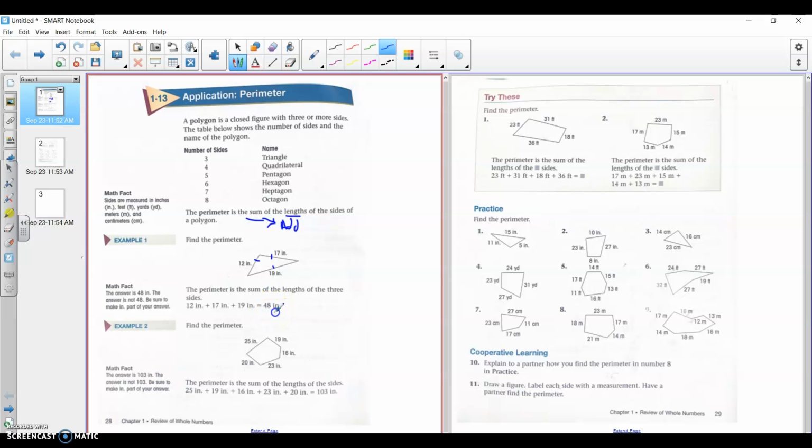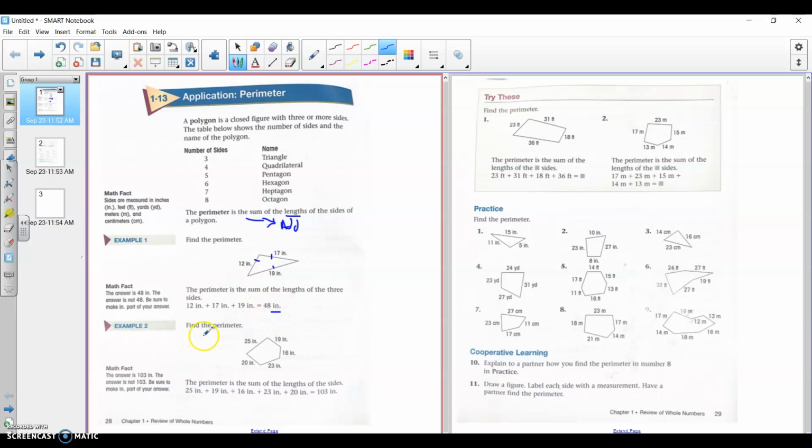It is very, very important that you make sure you label. Up here, they labeled in inches, inches, and inches. Therefore, your answer should be in inches. So for example number 1, 12 plus 17 plus 19 inches equals 48 inches.